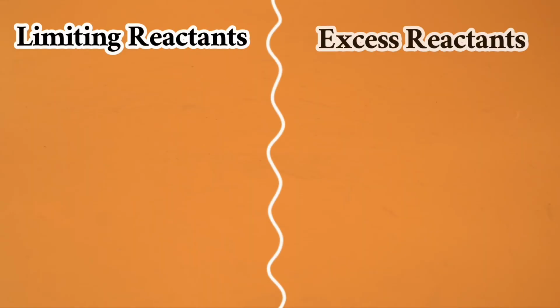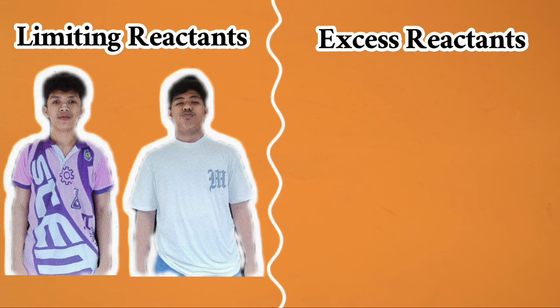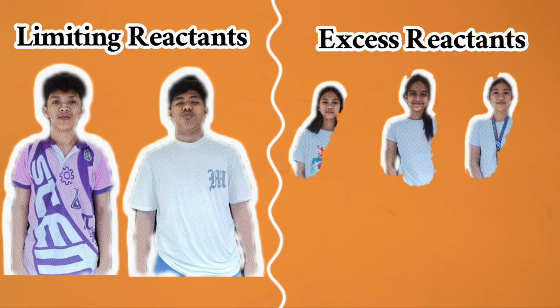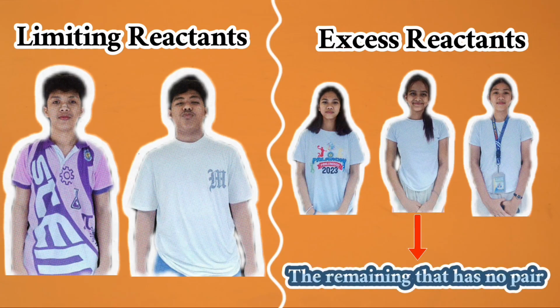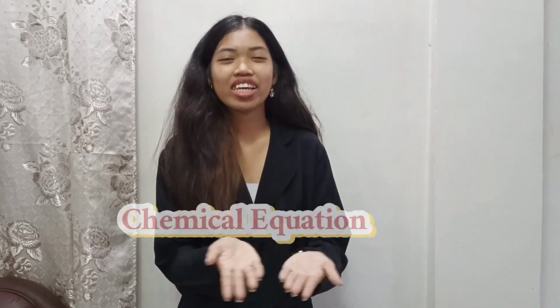In this situation, the limiting reactants are the boys, as they limit the formation of another pair. The excess reactants are the girls, because there is one remaining with no pair. Now, let's apply this to a chemical equation.